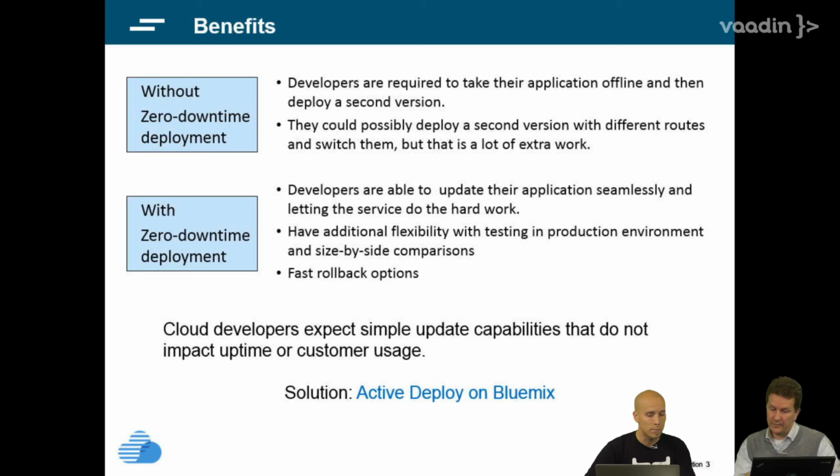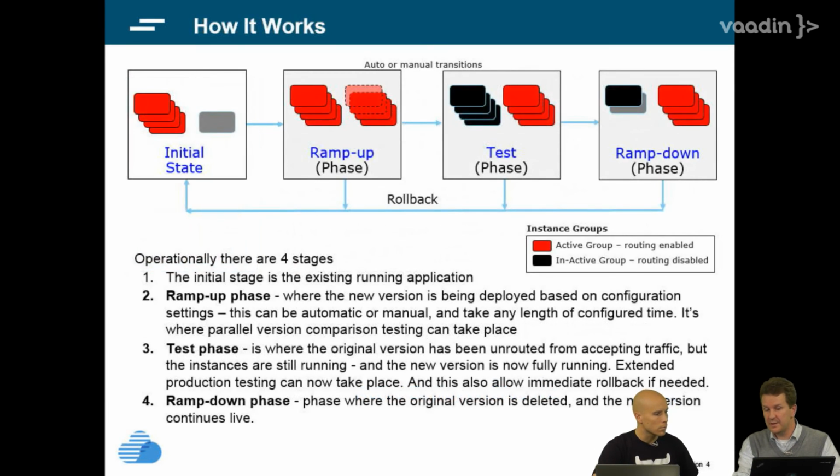So now we have the flexibility to test before we go to production. We can test in production. We can have fast rollback. There's actually an active deploy service on Bluemix built on the Cloud Foundry active deploy. So it will be a visual representation of that service. So this is the process behind it. It's a red and black process, if you heard about that. So it has 3 or 4 stages.